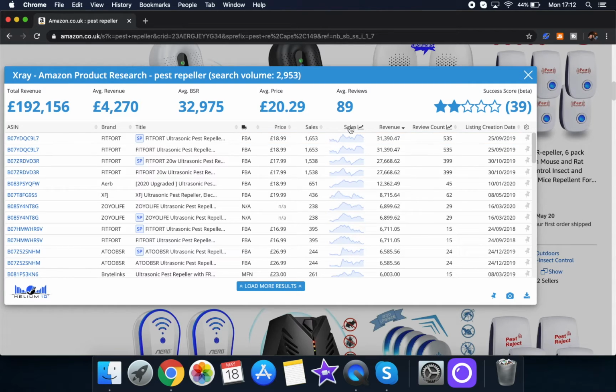The next field is sales, and this is very beneficial for us to see whether or not the product has been selling higher or lower over the last 30 days. As you can see, there are quite a few products that have started to fall off for whatever reason, which is very good to know.